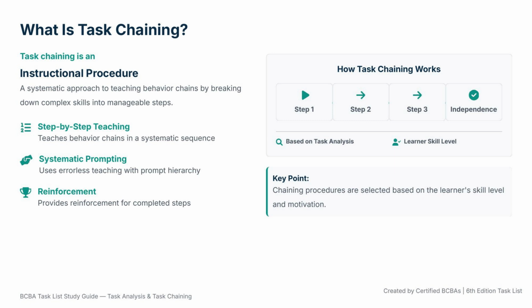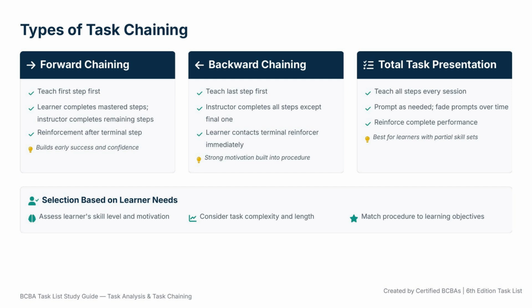Task chaining is an instructional procedure used to teach behavior chains. It involves step-by-step teaching, systematic prompting, and reinforcement. Chaining procedures are selected based on learner skill level and motivation, not instructor preference. There are three primary chaining procedures: forward chaining, backward chaining, and total task presentation. The BCBA exam expects you to select the correct procedure based on learner needs and task demands.